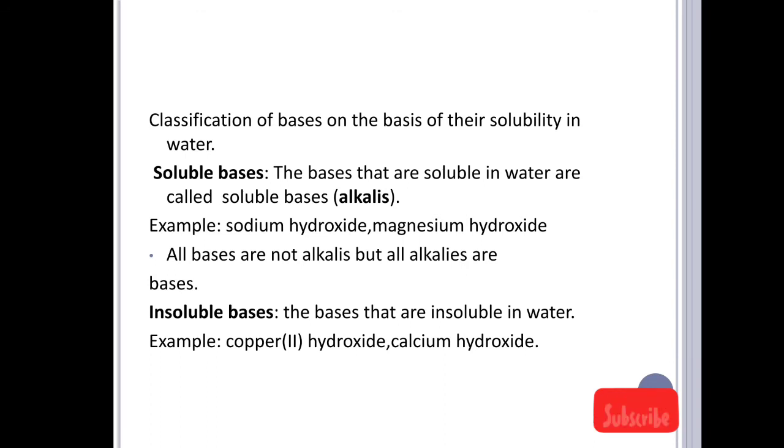And then, insoluble bases mean what? These are the bases that are insoluble in water. Examples are copper hydroxide and calcium hydroxide. And one of the important points here is that all bases are not alkalis, but all alkalis are bases. So that is one of the important things.